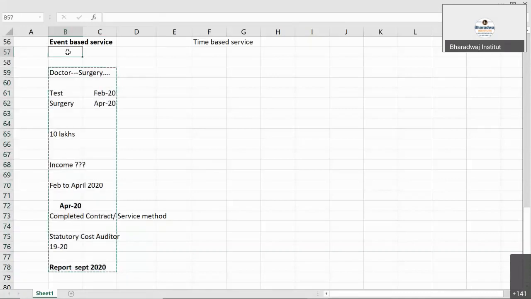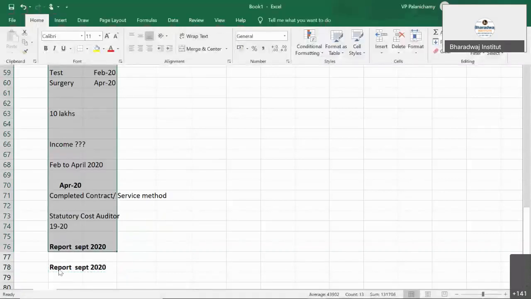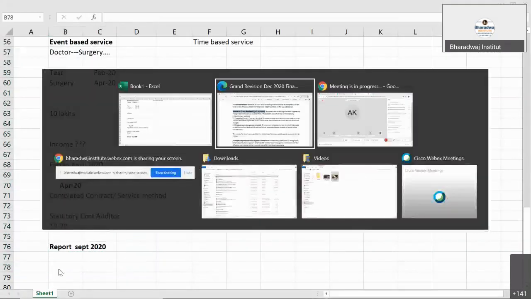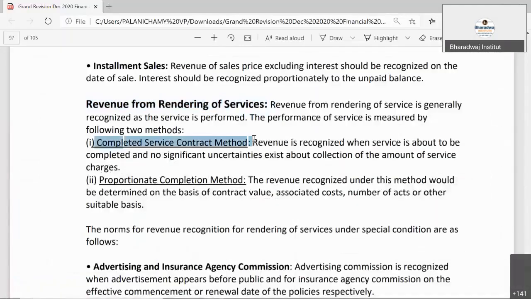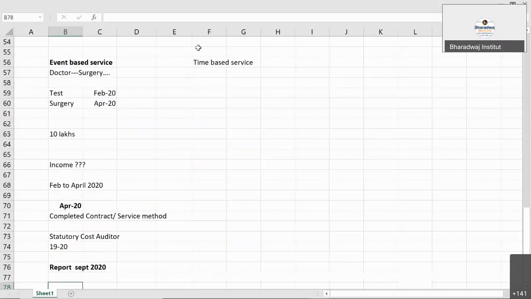This we call the completed contract method. That is the first one. In the completed service contract method, revenue is recognized when the service is completed and there are no uncertainties, etc. There can also be time-based services.